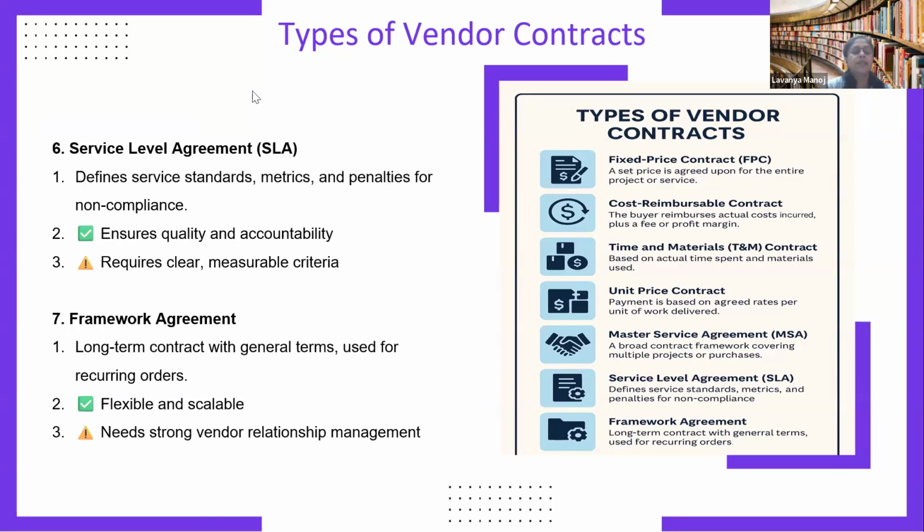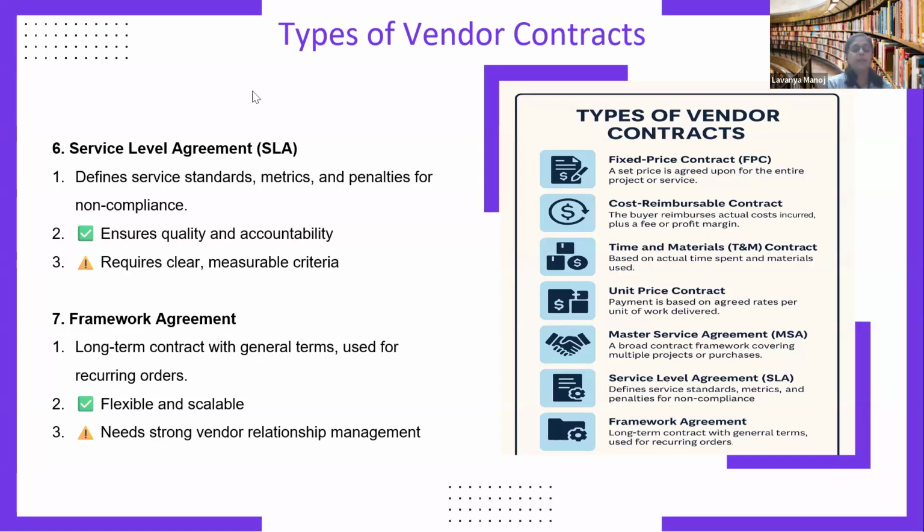The next one is the service level agreement. SLAs define service standards, metrics, and penalties for non-compliance. The advantage is that it ensures quality and accountability. It's not about the amount of service the company provides, or the vendor provides to the company, or the vendor provides to the consumers. Based on that, the contract is made. The only disadvantage is that it requires clear measurable criteria, because service can be measured only with feedback. If it is a product, it can be measured with sales, the number of units sold, and the price it is sold for. Everything can be measured. But in the case of service, or passing on information, the only data you can get back is the feedback from the consumers. That is the only criterion you require.